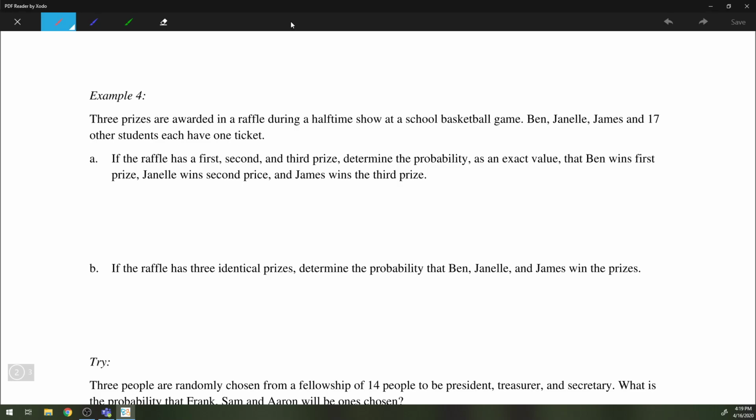Okay, so we're going to simplify the question a little bit. We're just going to write it as the probability of event A, where A is Ben winning the first prize, Janelle winning the second prize, and James winning the third prize. We're not going to write that whole thing out.